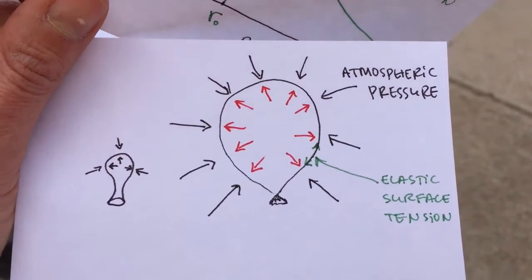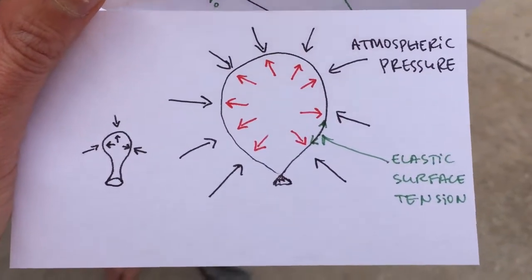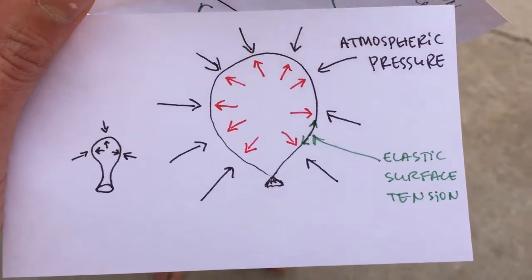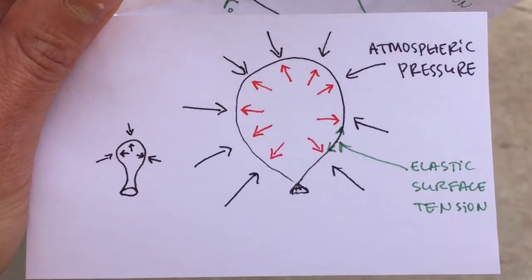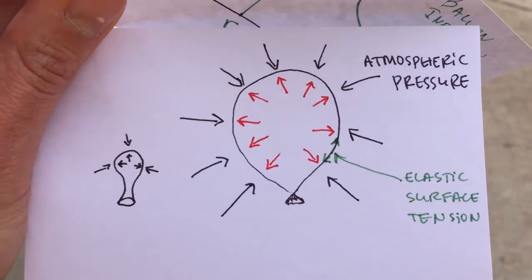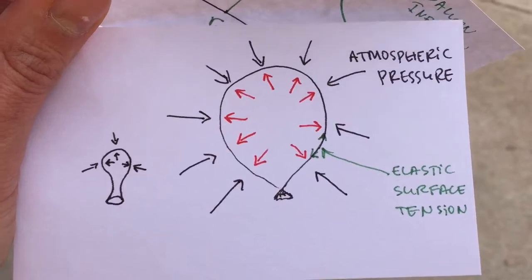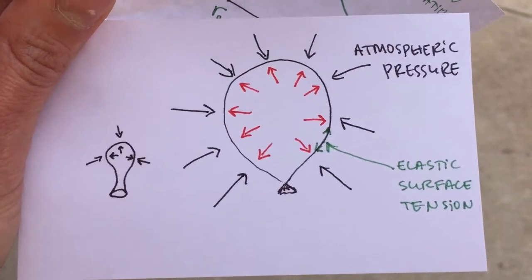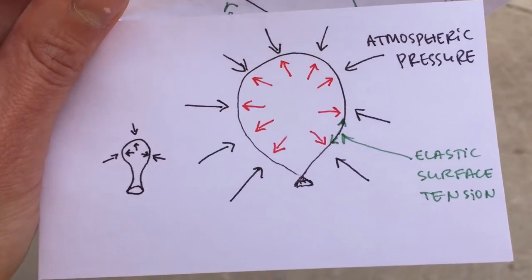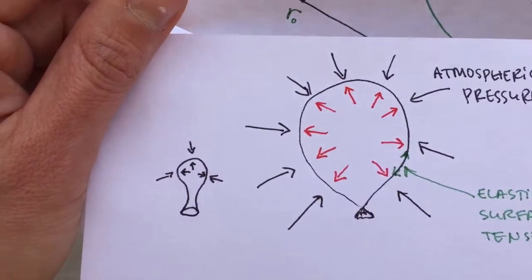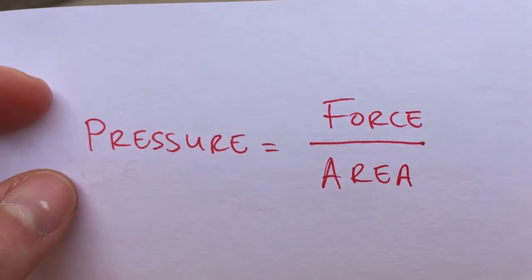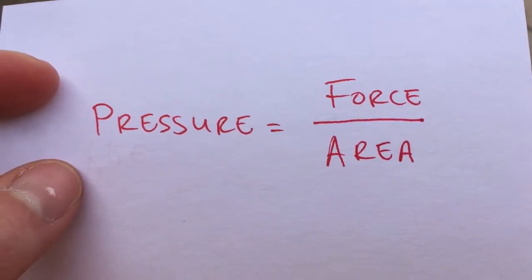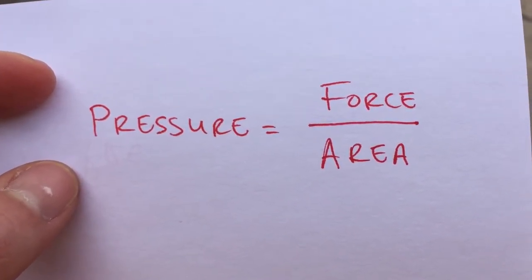So there's a couple of things happening here. On the outside, you have the atmospheric pressure that's trying to crush the balloon in, and you also have elastic surface tension from the balloon that's trying to shrink it in as well. And on the inside, you need to have larger pressure than the atmospheric pressure in order to balance that inward force, right?